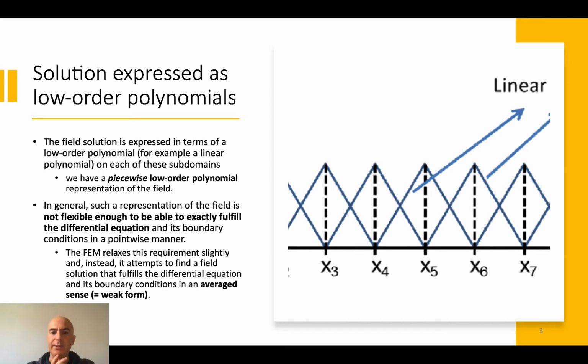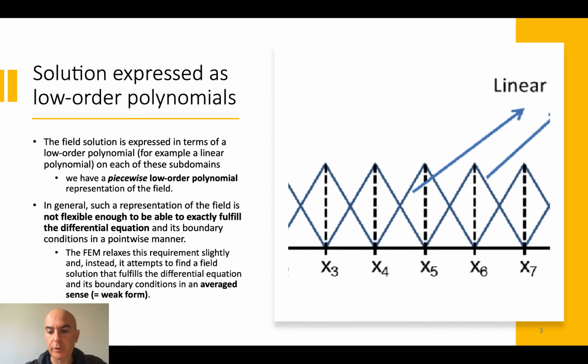In general, such a representation of the fields is not flexible enough to exactly fulfill the differential equations in a pointwise manner. So we use a second trick: instead of enforcing equality pointwise, we ask this equality to hold in the weak sense, so in a weighted average sense. The finite element method relaxes these requirements on pointwise equality when we attempt to find the field solution that fulfills the differential equation.